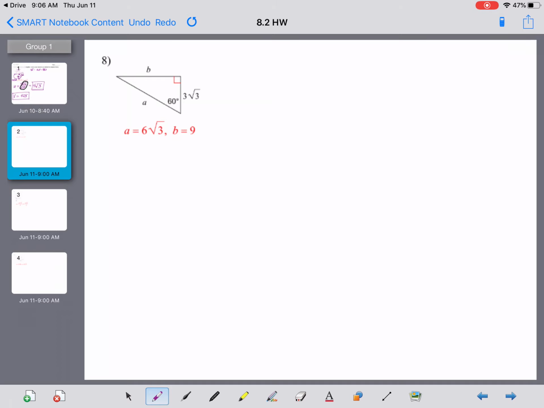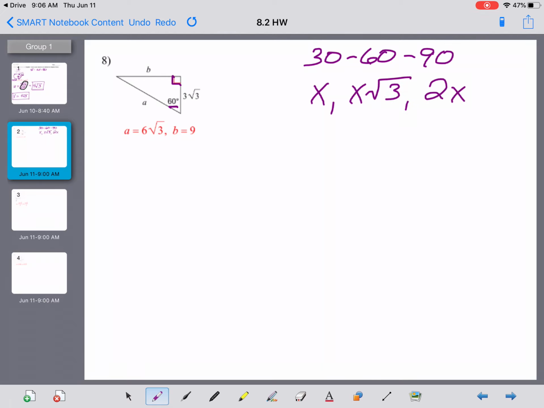Again, what kind of triangle are we dealing with? We've got a 90-degree angle here and a 60 right here. So now that tells us that we're dealing with a 30, 60, 90 right triangle. And if you've memorized those side lengths, here's what we know. The side opposite from the 30-degree angle we just call x. The long leg is x multiplied by the square root of 3. And the hypotenuse across from the right angle is going to be 2x. So that's the list that we should have memorized.